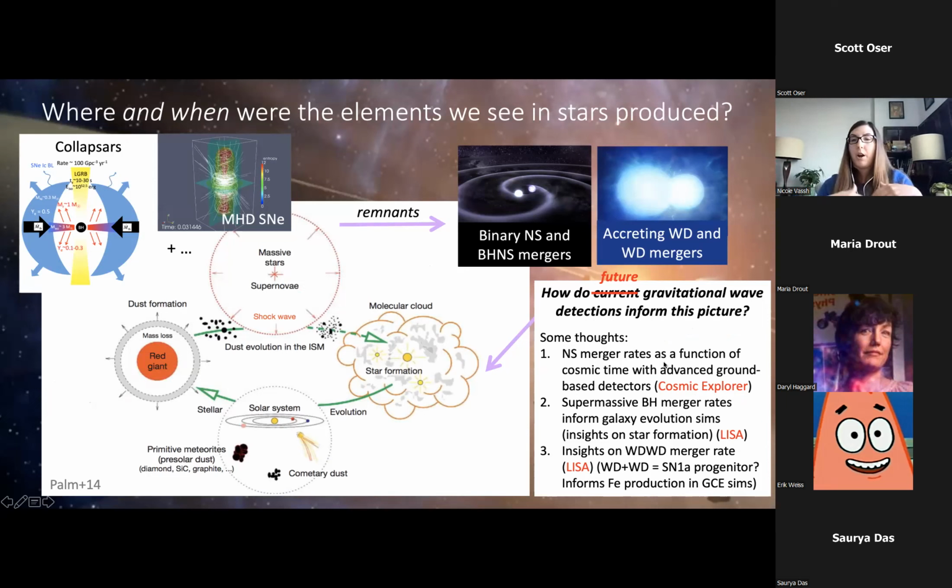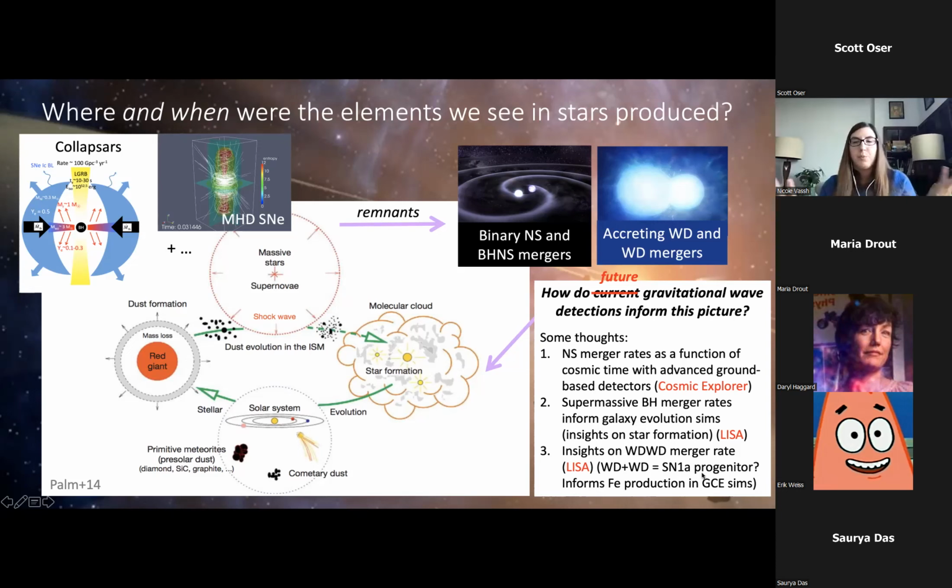So if we are able to see neutron star merger rates as a function of cosmic time in the future with more advanced ground-based detectors like the Cosmic Explorer, that would help tremendously to understand the evolution of those systems and therefore how much they can contribute to the inventory of the elements as a function of time. Supermassive black hole merger rates are going to inform galaxy evolution simulations, so they provide insights on star formation for GCE models. Insights on white dwarf merger rates.